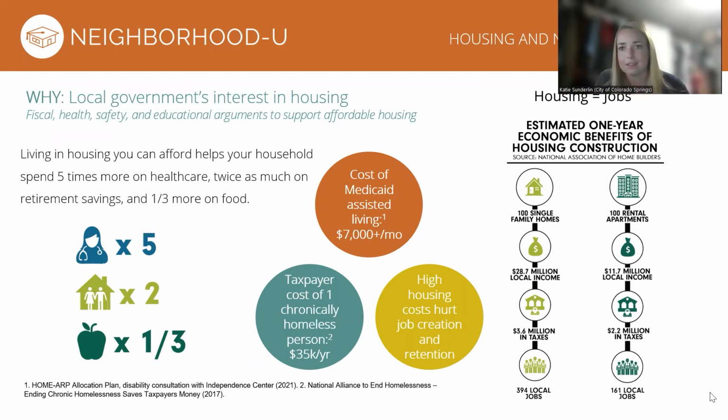And then Medicaid costs. This is a federal government investment, and this is why the federal government is interested in this, for their cost of Medicaid. So we talked about not being cost burdened, but really when it comes down to it, if you are not paying more than 30% of your income on housing, you're able to spend 5 times more on healthcare, twice as much on retirement, and 1/3 more on healthy food, which are all quality of life factors.